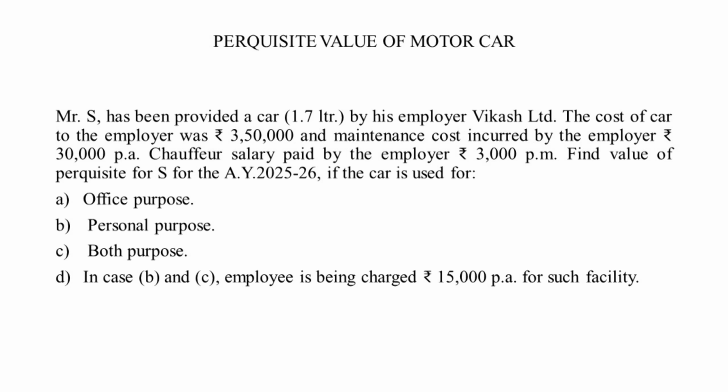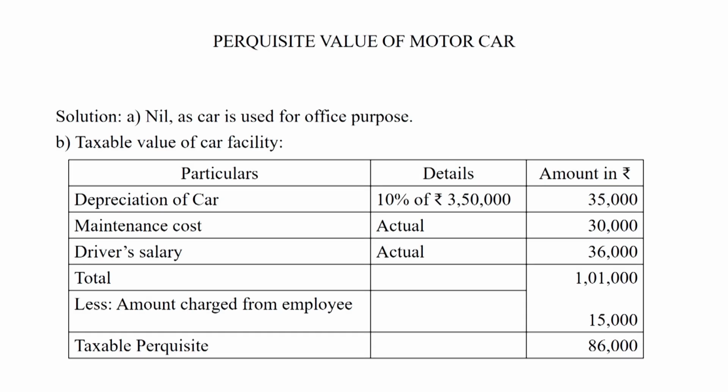So hello student, in the next slide the solution is given. You can see, first it is given. In the first situation, the value of perquisite will be nil because the car is used only for official purpose. Okay? Yes sir. In the second case, it is used fully for personal purpose.